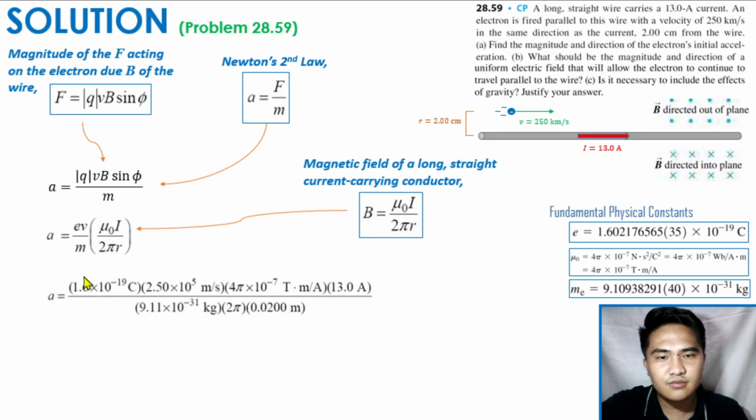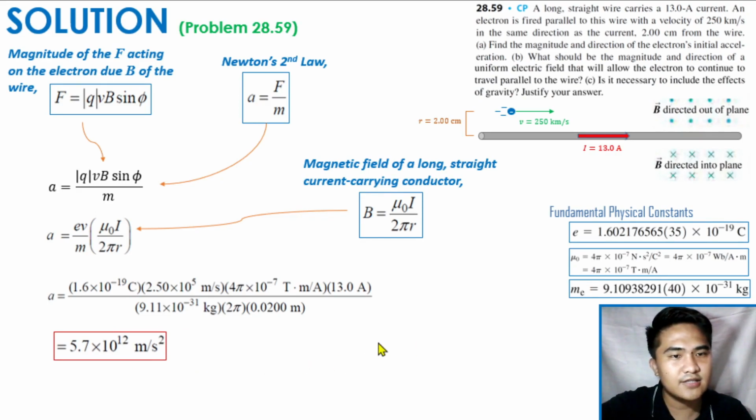Substituting the value, so this is the electron's charge, the velocity of the electron, this is the magnetic constant mu naught, and the current divided by the mass of the electron, 2 pi, the distance of the electron from the wire. And calculating this will give us 5.7 times 10 to the 12 meter per second squared of acceleration. So that is the answer for part A.